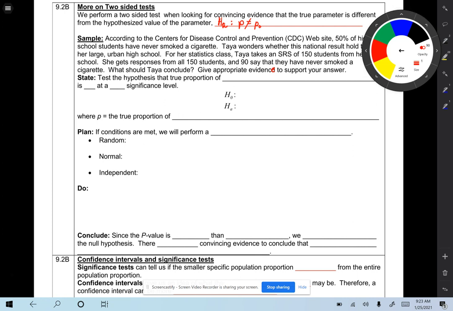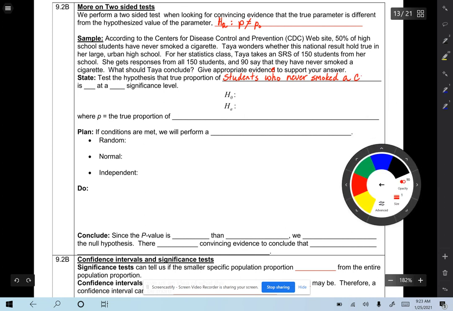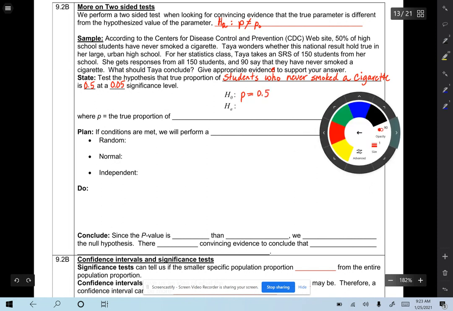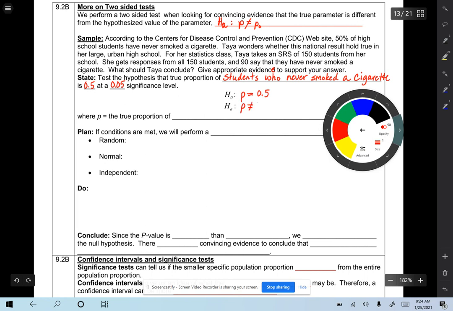to support your answer. So in the state portion, we are going to test the hypothesis that the true proportion of students who never smoked a cigarette is 0.5 at the 0.05 significance level, where your null hypothesis is p equals 0.5, and you're not sure whether it's greater than or less than, so we're just going to write that as not equal to, where p is the true proportion of students who have never smoked a cigarette.